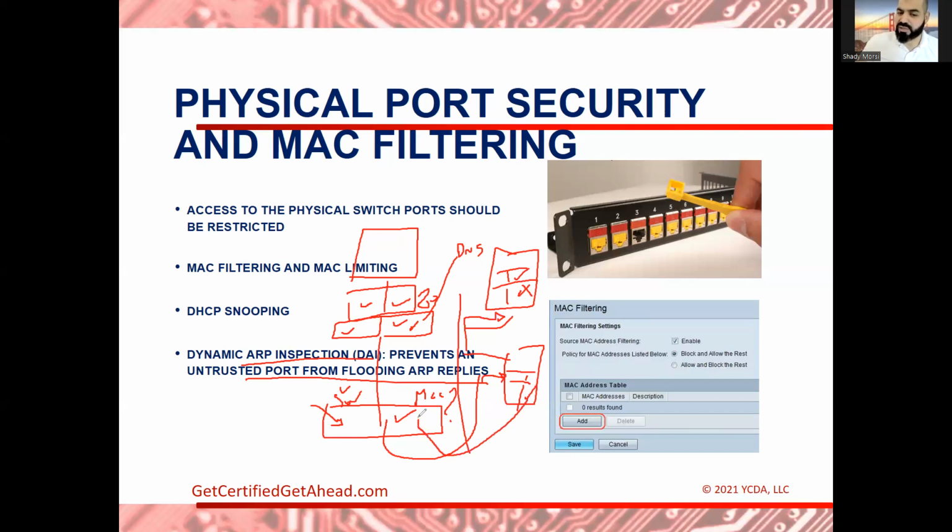He will reply to you with his MAC address. Once he replies, you will add his MAC address here and you will be able to communicate with him. Okay, this is within your network. Again, ARP is a broadcast protocol. It's saying, who has the physical address for this IP address?